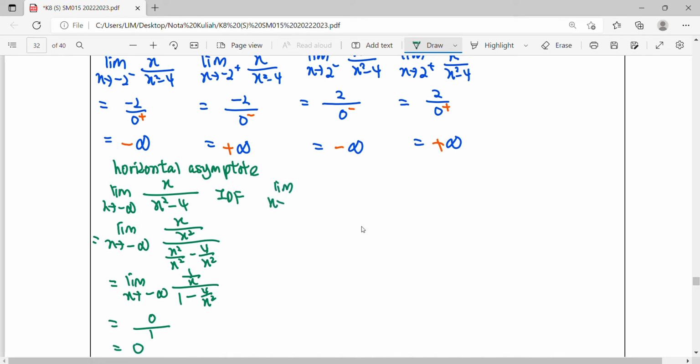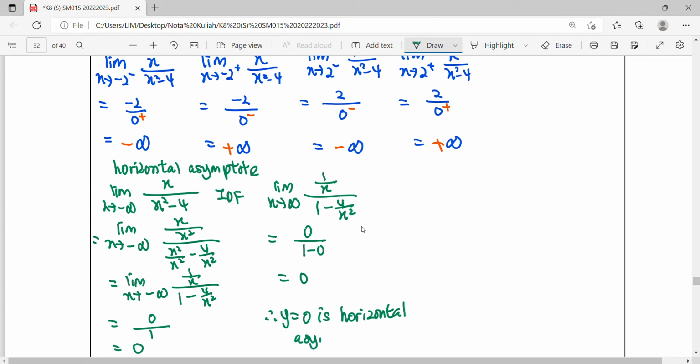Continue. For x approaches positive infinity, we take the simplest form of the function. Okay, coincidentally we get the same result. So from here, y equals to 0 is the horizontal asymptote. So before this, our conclusion hasn't been done yet. x equals to negative 2 and x equals to 2 are vertical asymptotes.